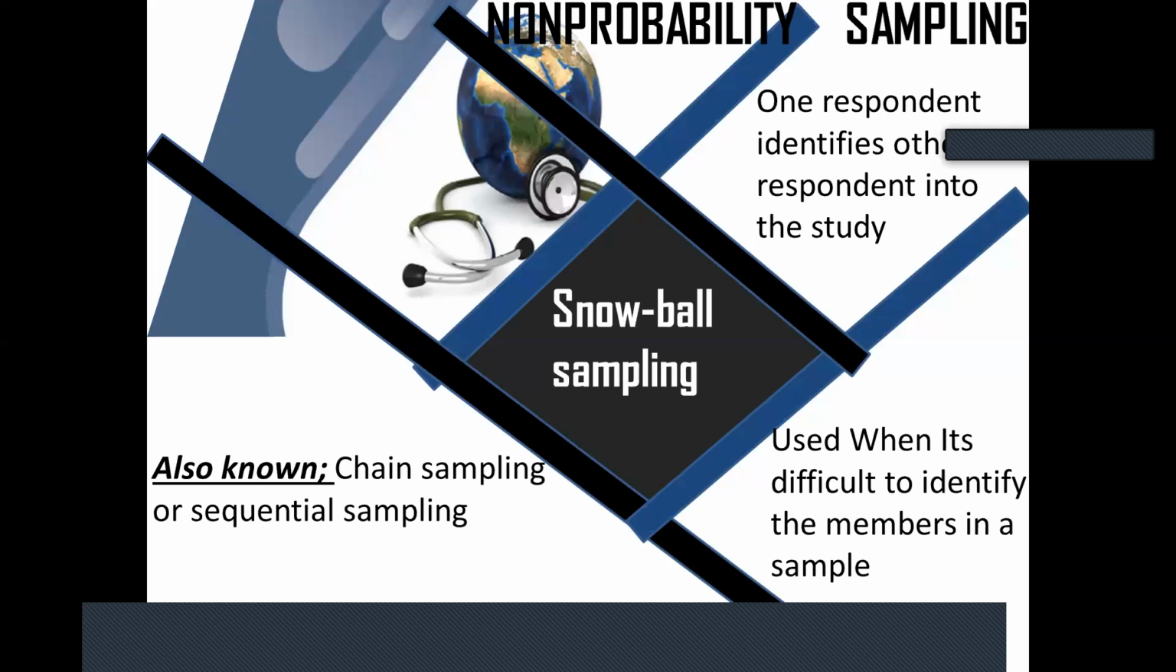So that is snowball. The first participants, it follows a chain for you to get the sequential other participants, the other participants that you are interested in.